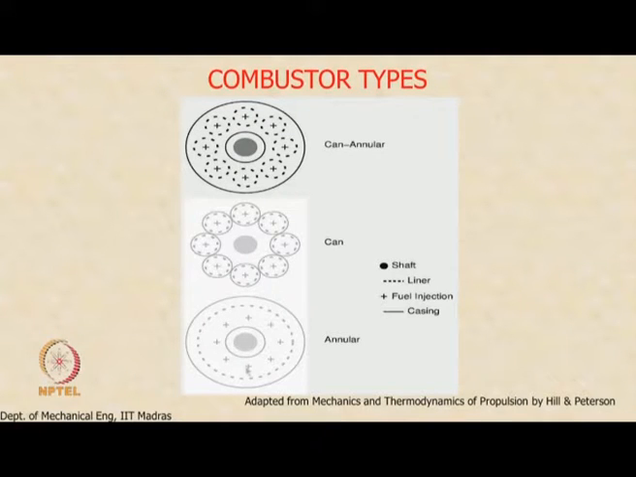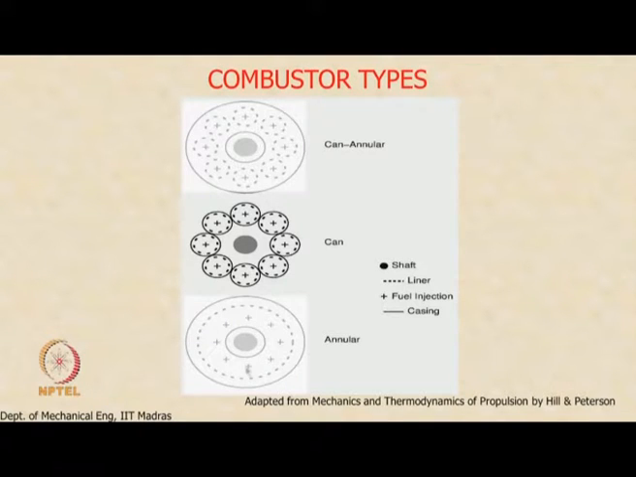Now the can annular combustor is a hybrid of the can and the annular. Here you can see that it has a single outer case, like the annular combustor, and it has multiple fuel locations like the annular combustor, but each fuel injector is surrounded by a liner like a can combustor. Since they do not have their own casing, the casing is common, but they have separate liners.